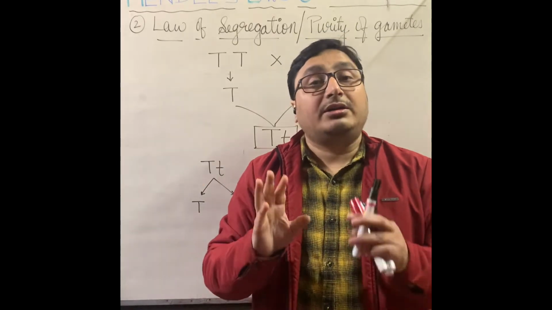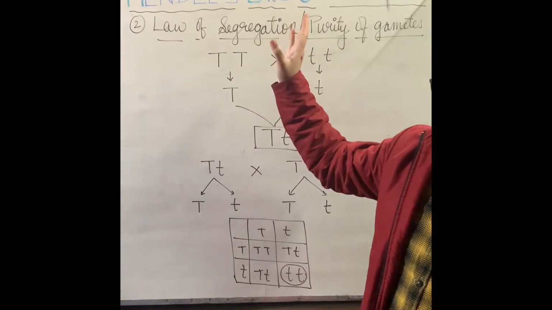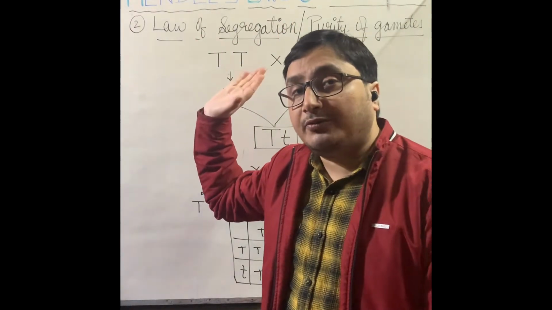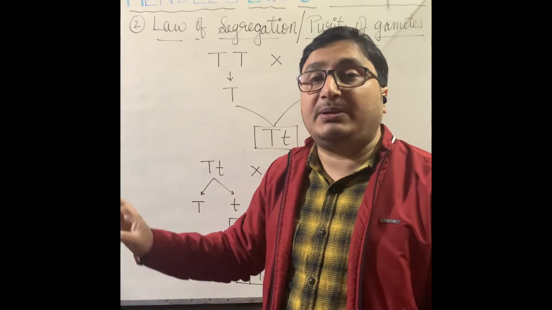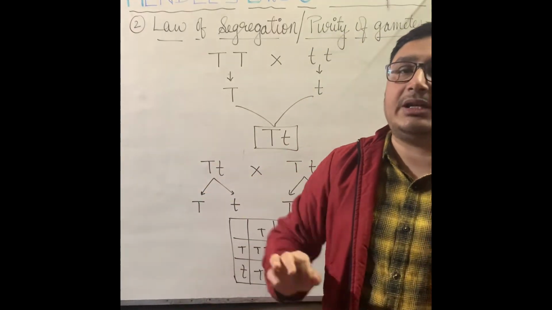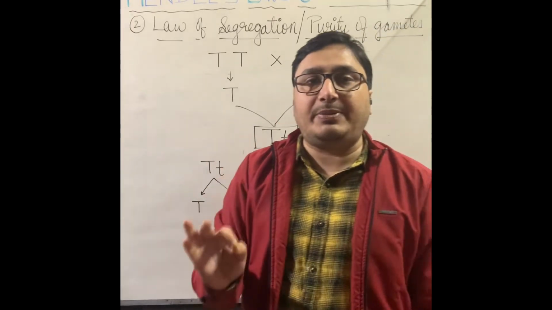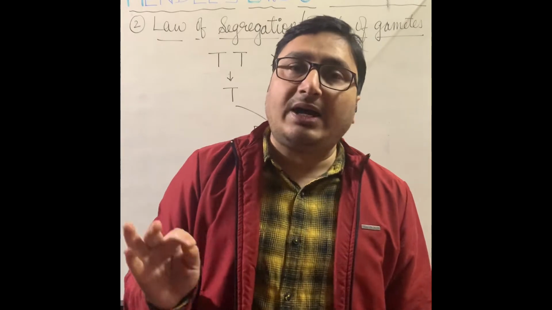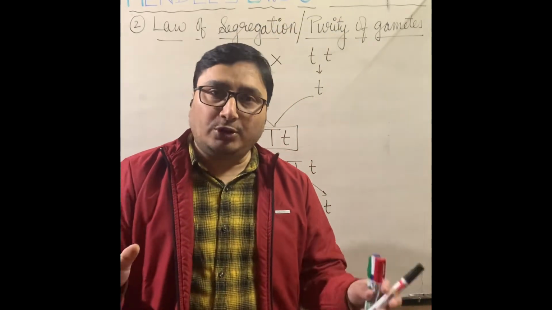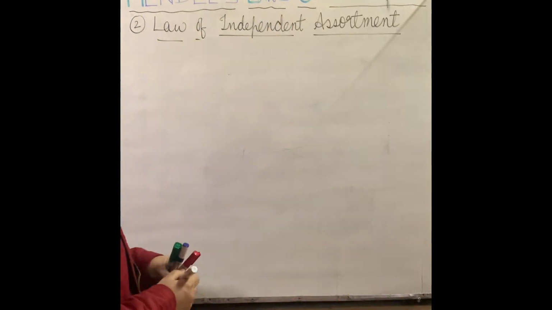But remember, I'm not saying that these two laws, that is the law of dominance and the law of segregation, cannot be explained by means of a dihybrid cross. Not at all. Those can be explained with the help of a dihybrid cross also, but to explain the law of independent assortment, we need to have the dihybrid cross. So let us discuss the third law now, the law of independent assortment.